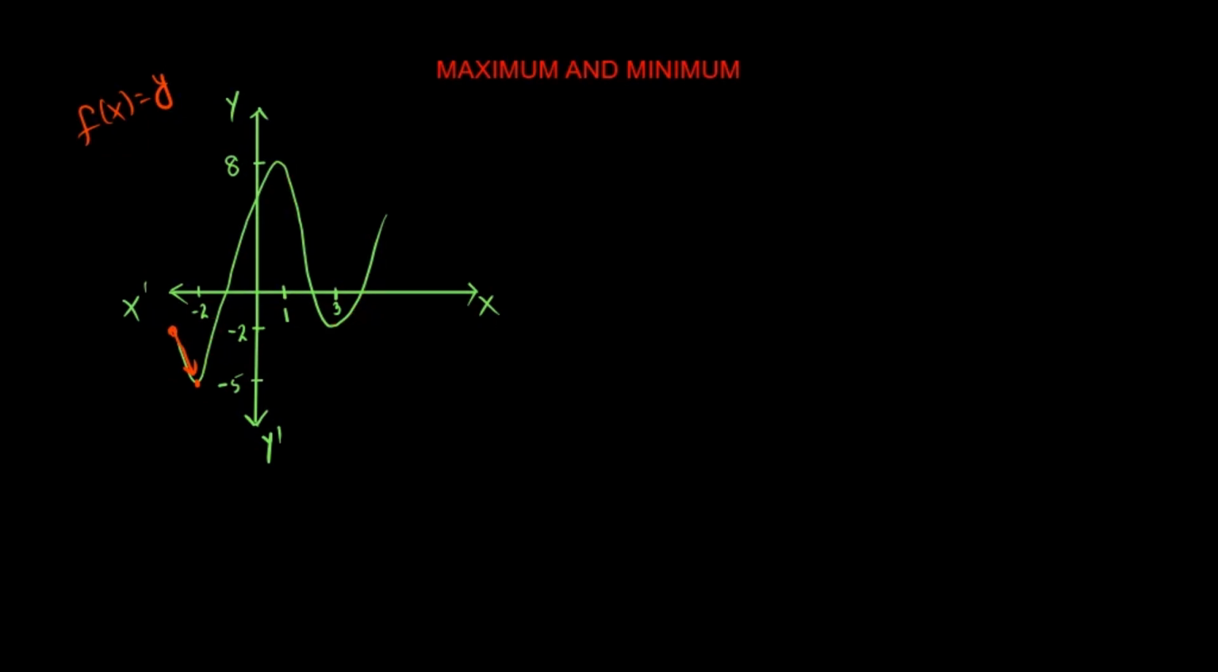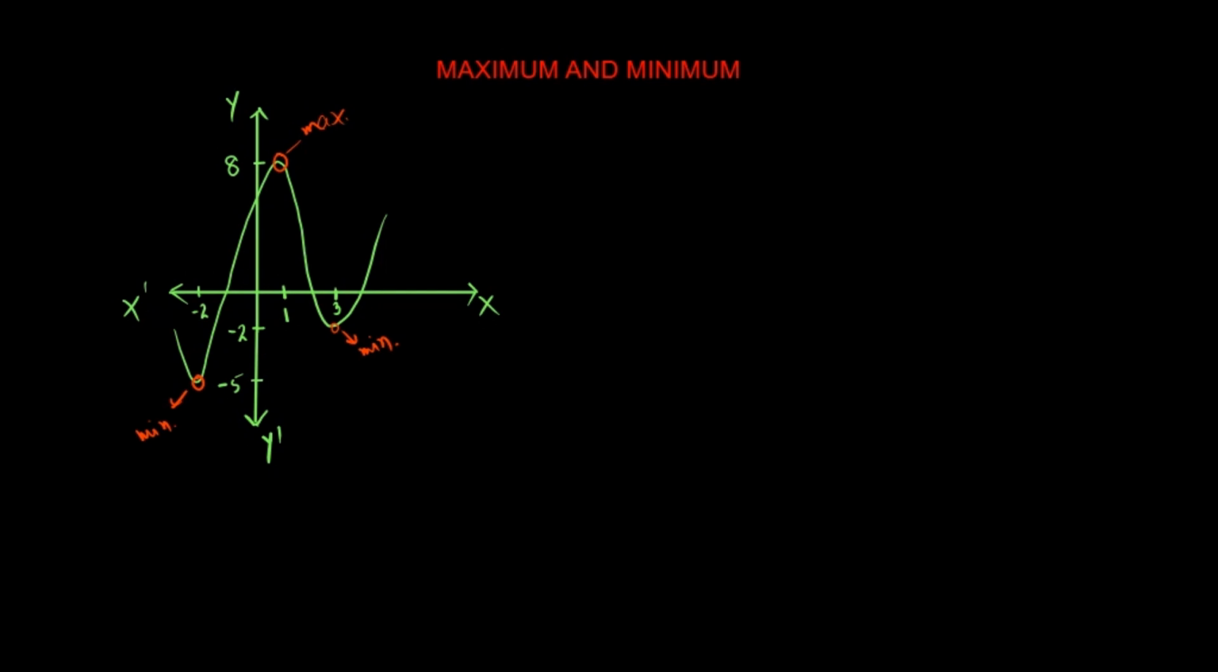If that bend is at a valley of the graph, it would be minimum. If it's at the peak, like this one, it's the maximum value. So this is maximum. This is a valley. This would be a minimum. This would also be a minimum.